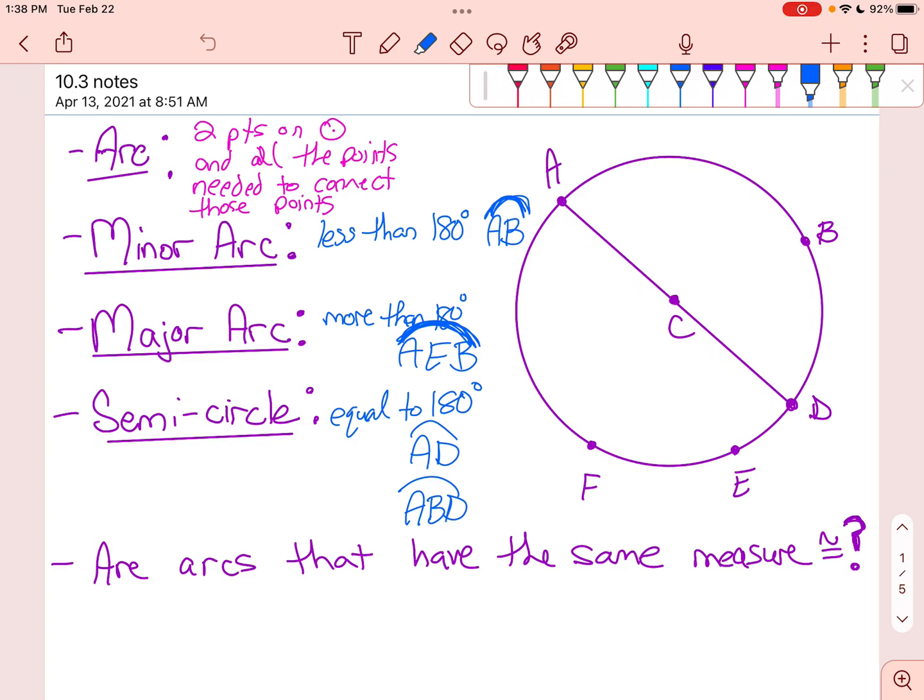Okay, so first, an arc. Essentially an arc is just a piece of the crust. That's what an arc is. It is literally a piece of a crust. Now there's different kinds of arcs. The first one we're going to talk about is something called a minor arc. A minor arc is an arc that is smaller than 180 degrees.